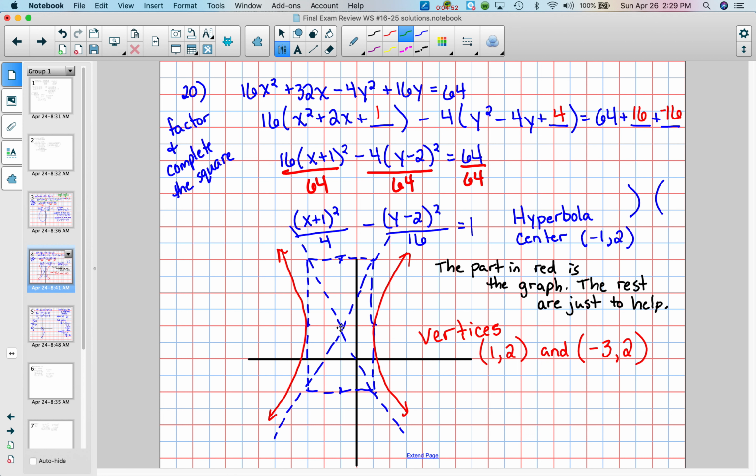Then once I mark the center, the square root of 4 is 2, so I go 2 in each horizontal direction. The square root of 16 is 4, so I go up 4, down 4, and I build a box. And I draw the asymptotes in that are the diagonals of the box. Everything in blue is just a tool to help me get the graph. Because the x comes first, then it opens in the x direction. So I drew that in. Your asymptotes kind of help you guide where your graph is going to go. And the vertices would be 1, 2, and negative 3, 2. So the vertices of the hyperbola. Okay?